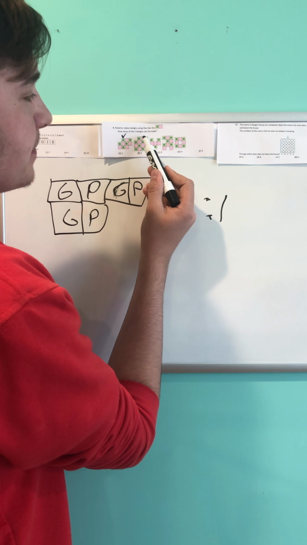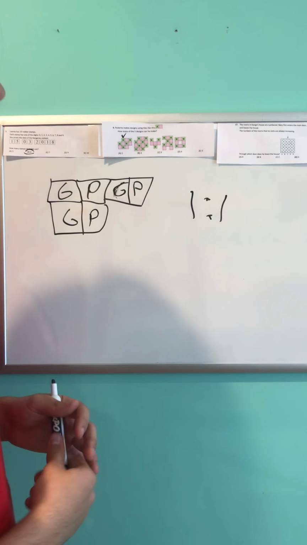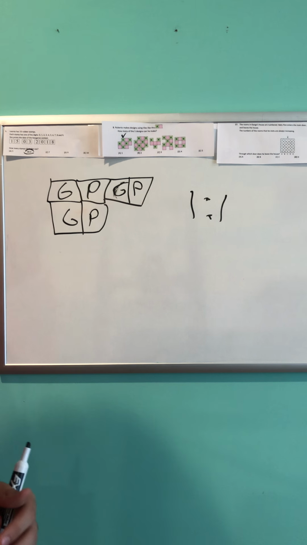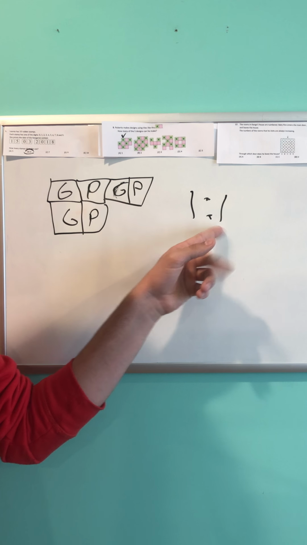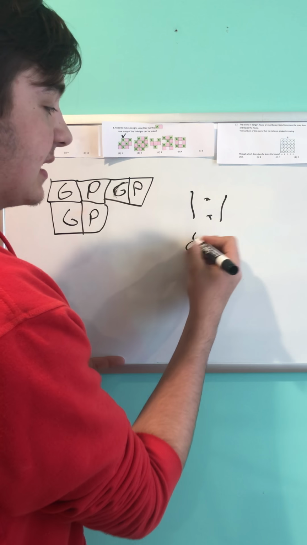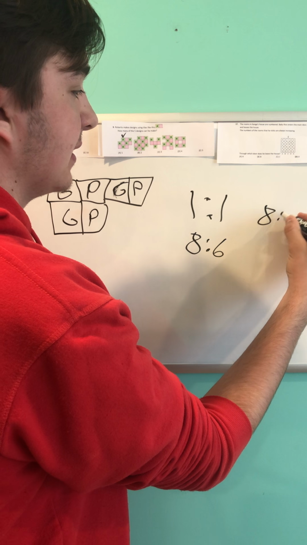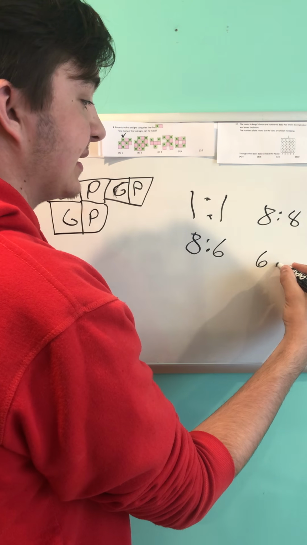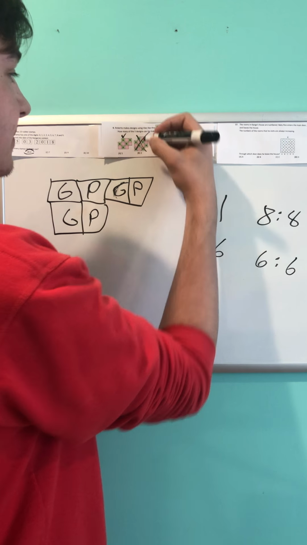So let's count the pink up. 1, 2, 3, 4, 5, 6. So now how many green were there? 8. So there are 8 green and 6 pink. Is that in a ratio of 1 to 1? No, because 8 to 6, it should be either 8 to 8 or 6 to 6. All right, so we know this one's not good.